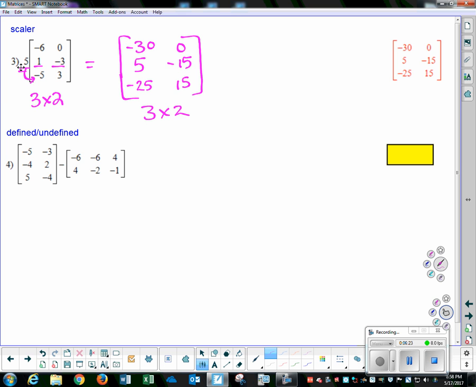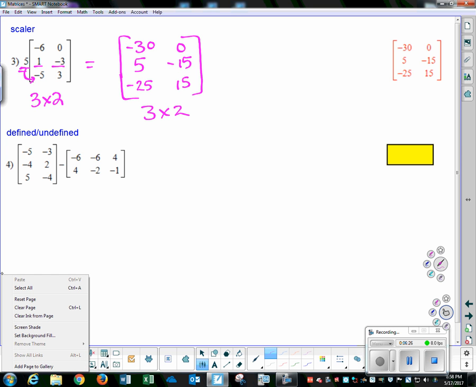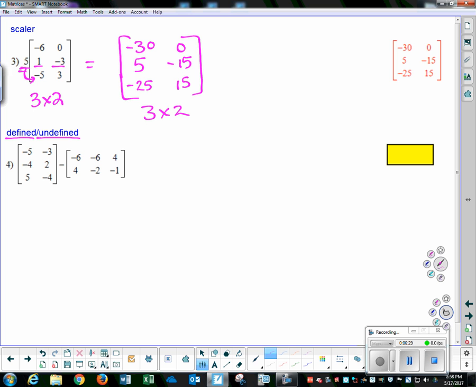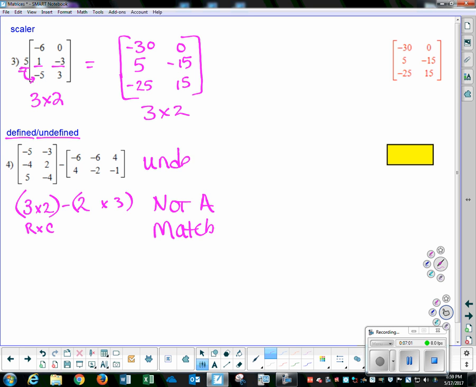You always want to make sure that you're checking your size first, because that determines whether you can define the resultant matrix or not. And here I notice I have 3 rows by 2 columns. Remember, it's rows by columns. And on this one, I have 2 rows by 3 columns. And that is not a match. So this does not match, and so this operation then is undefined. Can't do it.